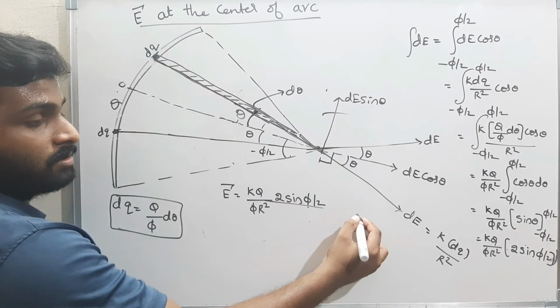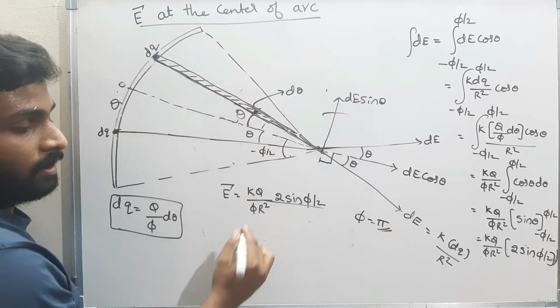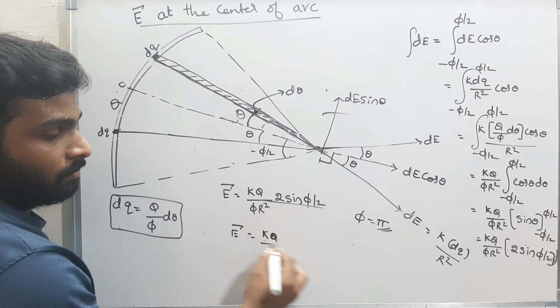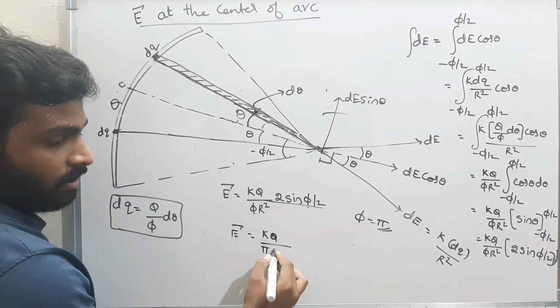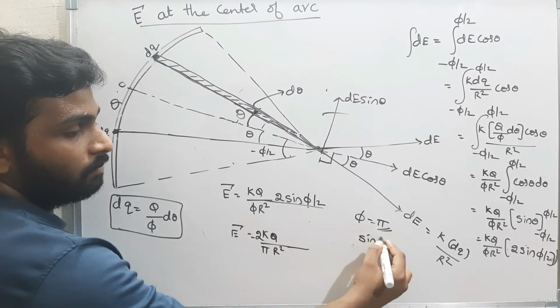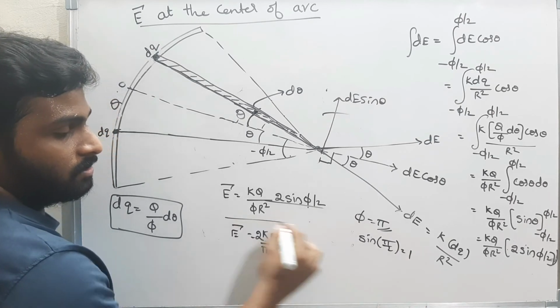If this phi is pi, that means a half circle, then what is the electric field? The electric field is kq by pi r square into 2. What is sin pi by 2? Sin pi by 2 is sin 90, which means 1. Therefore, this is the value of the electric field.